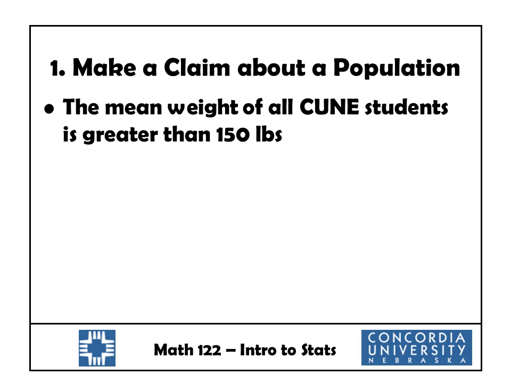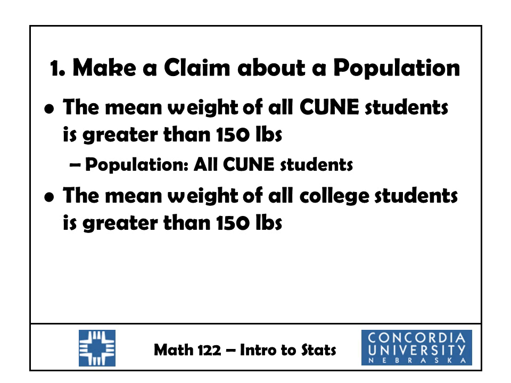So let's look at a couple of examples of claims and identifying their populations. So here's a claim. The mean weight of all CUNE students is greater than 150 pounds. Well, what we're making a claim about is all CUNE students. And so that's my population. Now that's important to identify what the population is, because then I realize that I need to get a sample of all CUNE students.